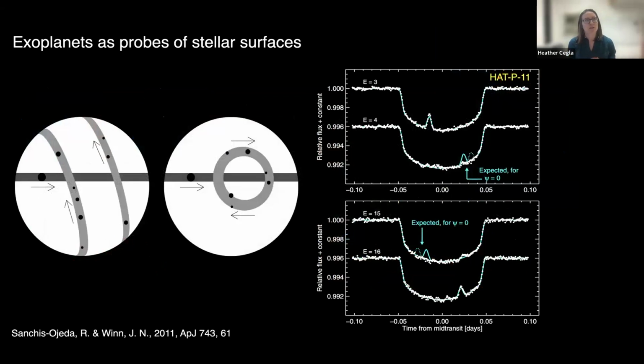Another interesting one is if the planet happens to occult a spot, then we can learn a bit about the spot itself. And so one way to visualize this is to look in photometry. Actually, it's quite conceptually straightforward here, where if the planet goes across a star spot, then what you get is this sort of bump in the light curve here.